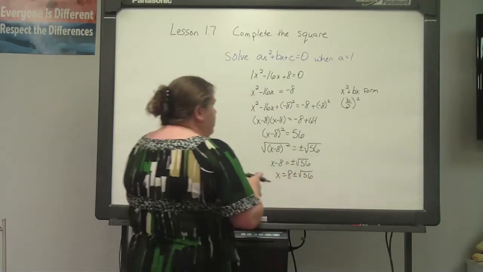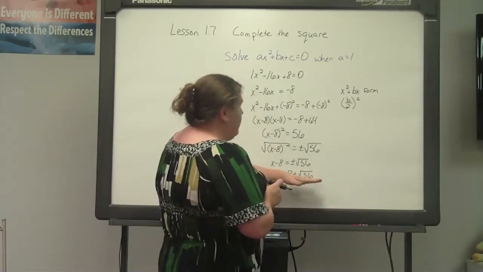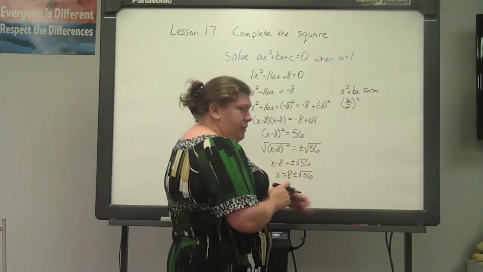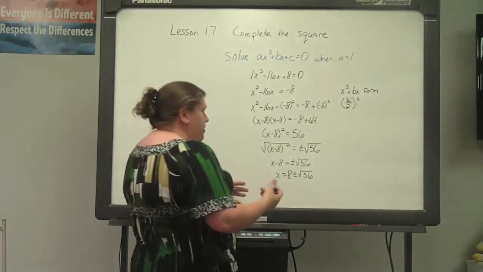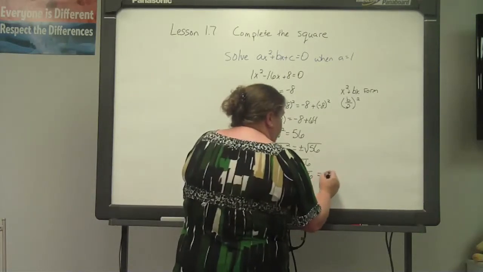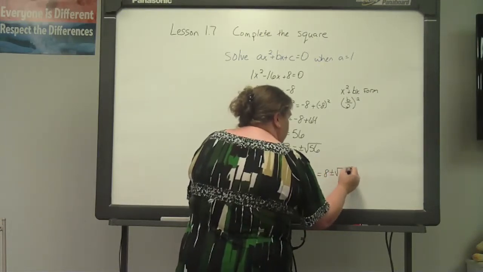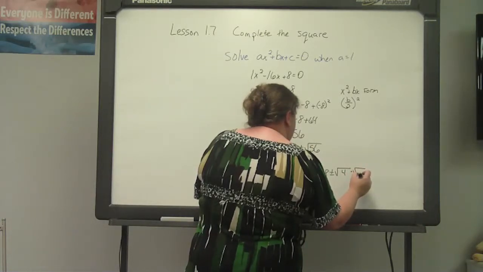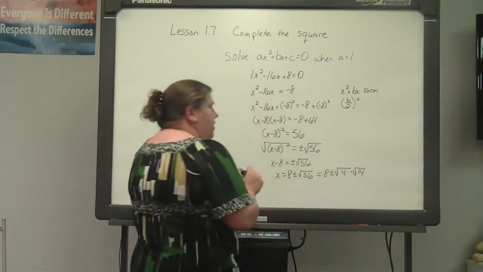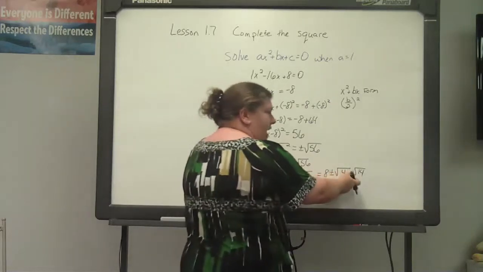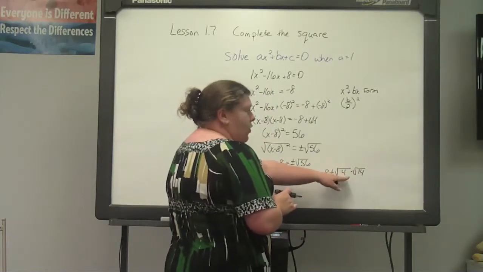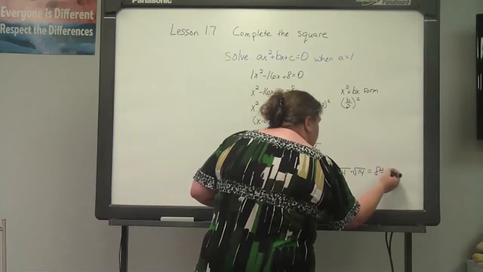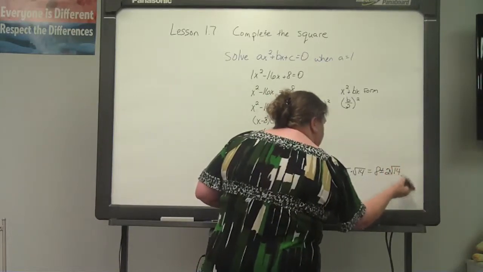The last thing you need to look at when you're solving is to see if you have any perfect square root within 56. And I can see that I do, and so I can rewrite this as 8 plus or minus the square root of 4 times the square root of 14. By looking at it in this format, I can see that the square root of 4 is 2. So I can say 8 plus or minus 2 square root 14.